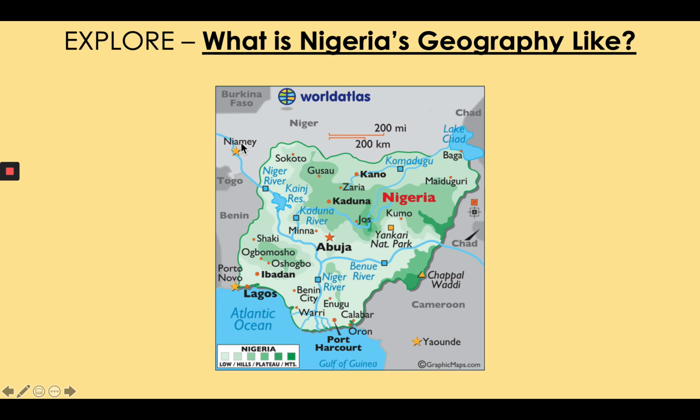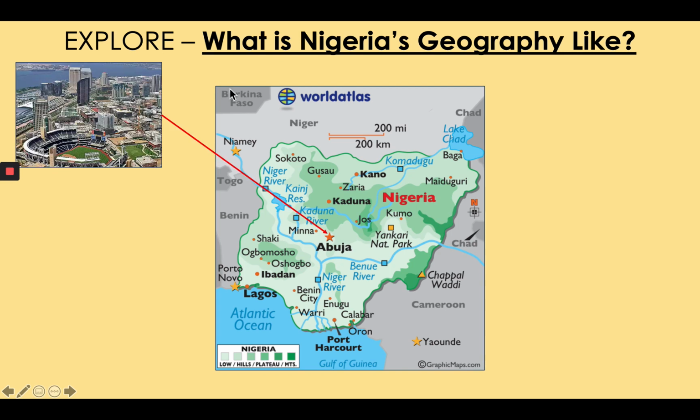Firstly, you'll notice that Nigeria is bordered by a number of countries. Secondly, you'll notice Nigeria is not a landlocked country. It borders the Atlantic Ocean. There are some key settlements, cities that you need to know about to help you understand Nigeria. The first one is this. The capital city is called Abuja, and it looks a little like this in some areas.